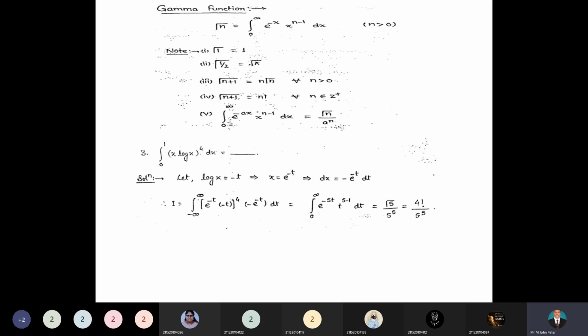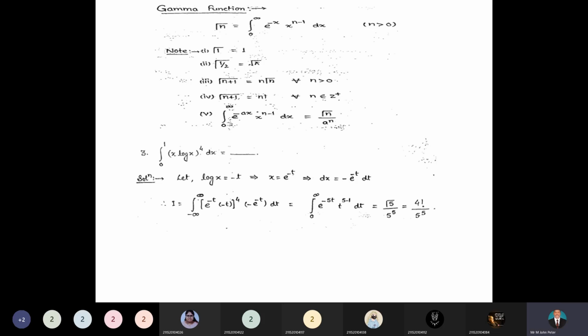Another one: integral 0 to infinity e power minus ax, x power n minus 1 dx is equal to gamma n by a power n. That is a formula. So, one reference problem: integral 0 to 1 x (log x) power 4 dx. Here we are going to use a gamma function.